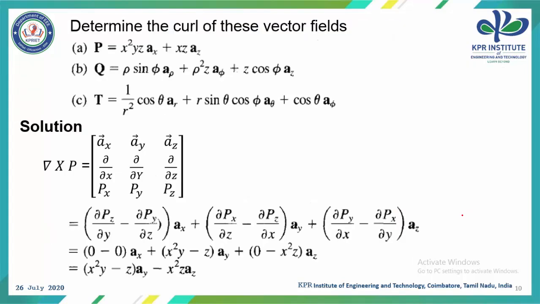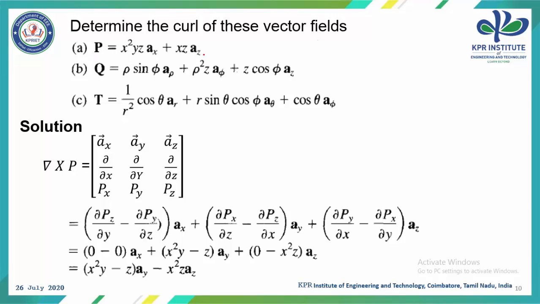Now determine the curl of these vectors. P is equal to x squared yz ax plus xz az. Q is equal to rho sin pi a rho plus rho squared z a pi plus z cos pi az. T is equal to 1 by r squared cos theta ar plus r sin theta cos pi a theta plus cos theta a pi. Just take the first problem.